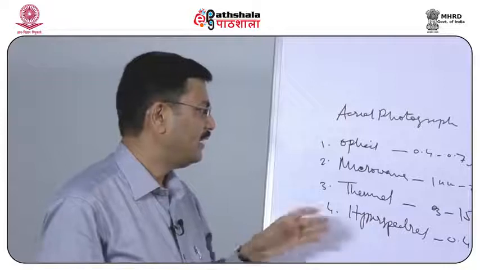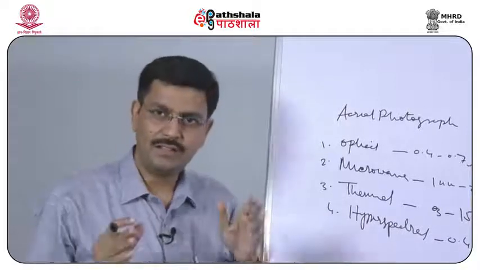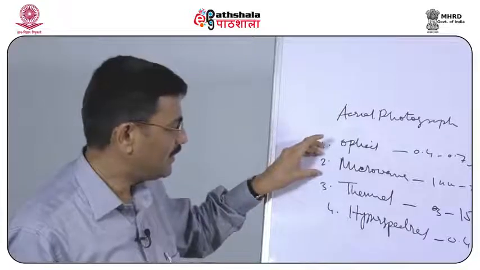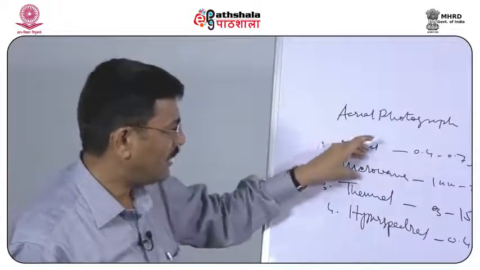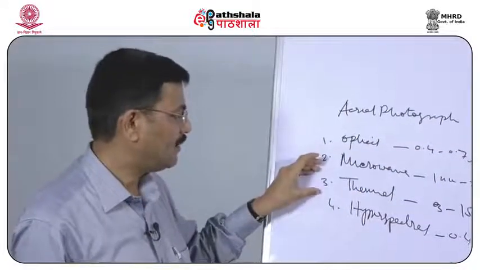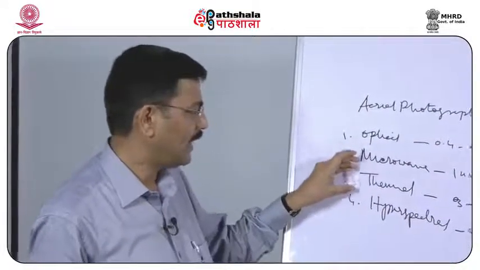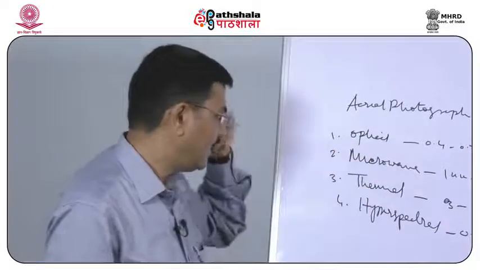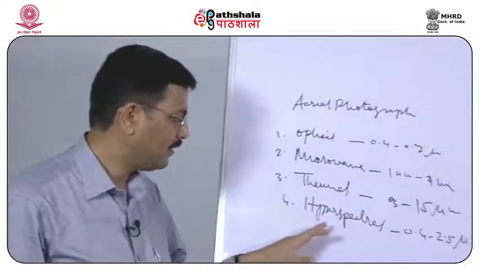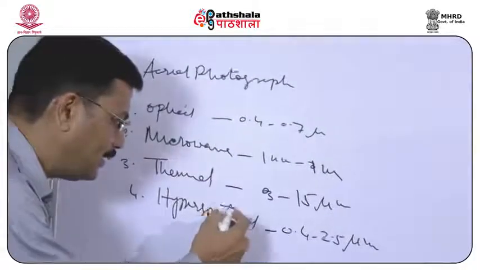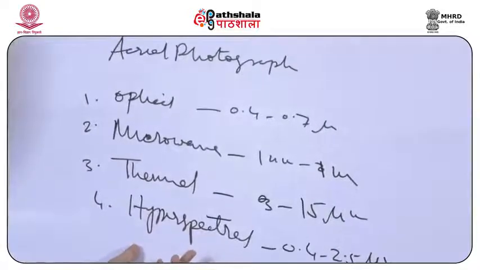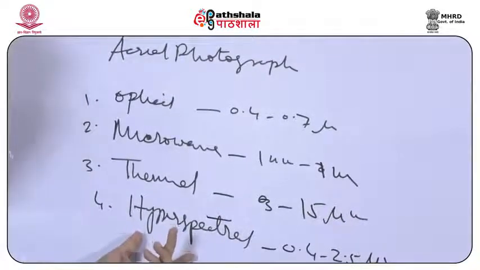Later on, with the development of sensor technology, scientists developed sensors which can use the microwave region of the electromagnetic spectrum. Sensors were developed to scan earth surface features in the thermal region of the EMS. Sensors were further developed to detect earth surface features in the hyperspectral region. I will speak a little bit in detail on this.